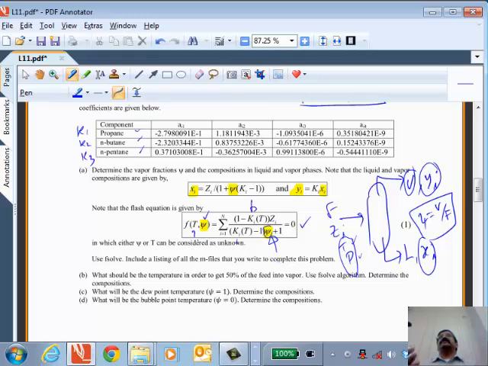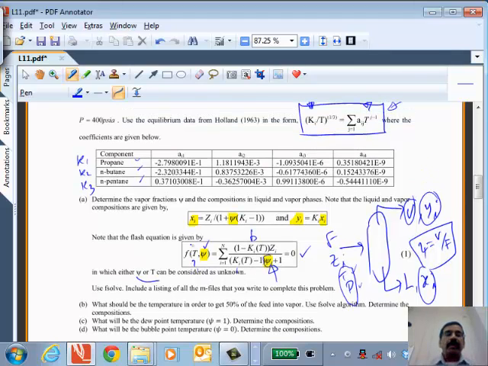So, do you understand the problem? The problem is, given a vapor fraction, find the temperature. Okay? So psi or T can be considered as an unknown. In the first problem, you are asked to determine the vapor fraction psi and the composition.